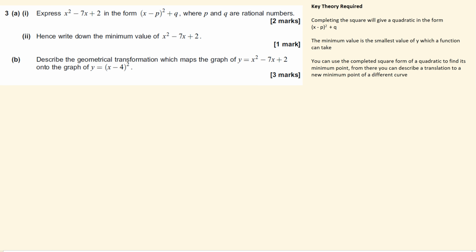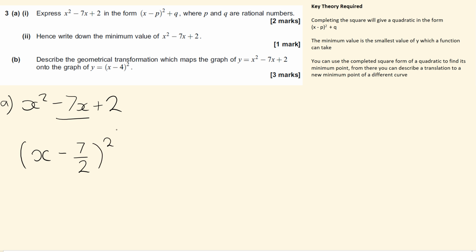We need to be able to complete the square. So if we're looking at part A again, x squared minus 7x plus 2. Completing the square, we know that we're halving the middle term, the b term. So x minus 7 over 2. Leaving it as a fraction really will help us in a moment when we're looking to square it. So that all gets squared.